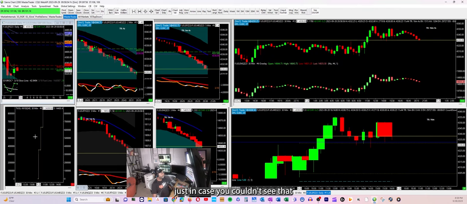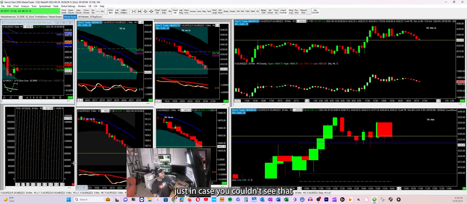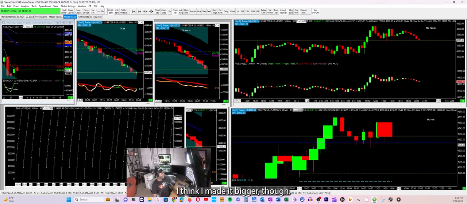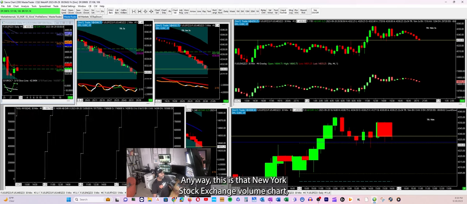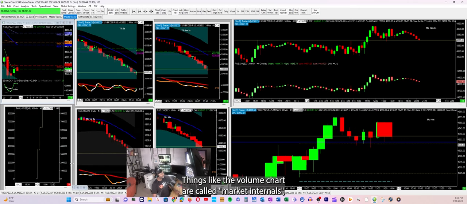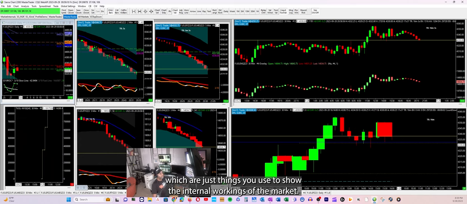Just in case you couldn't see that, this chart here, I think I made it bigger though. Anyway, this is that New York Stock Exchange volume chart, so I keep that on there. Things like the volume chart are called market internals, which are just things you use to show the internal workings of the market.